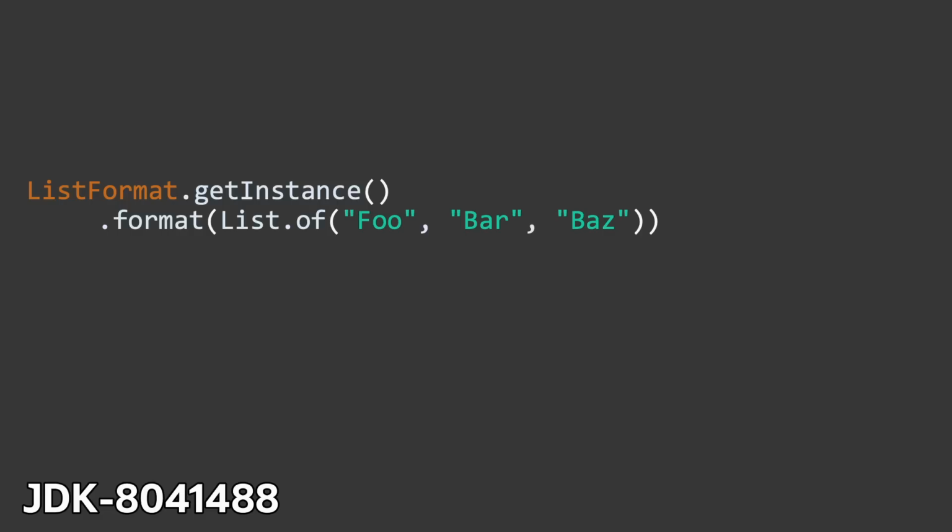3 new constants have been added to the Java NIO charset StandardCharsets: UTF-32, UTF-32BE, and UTF-32LE. A new class, ListFormat, has been added which can process lists based on locale-specific Unicode standards. For example, a list of 3, foo, bar, and baz, would be printed out as foo, bar, and baz in US English. Take that, Oxford deniers.